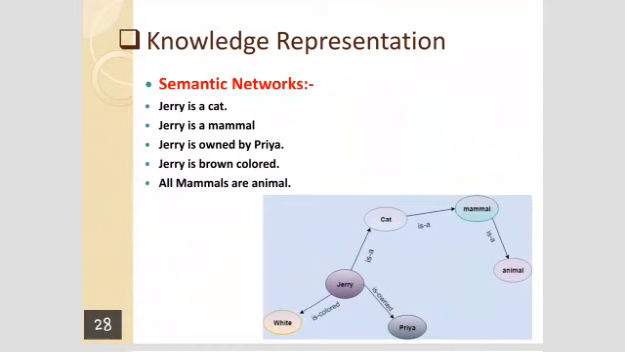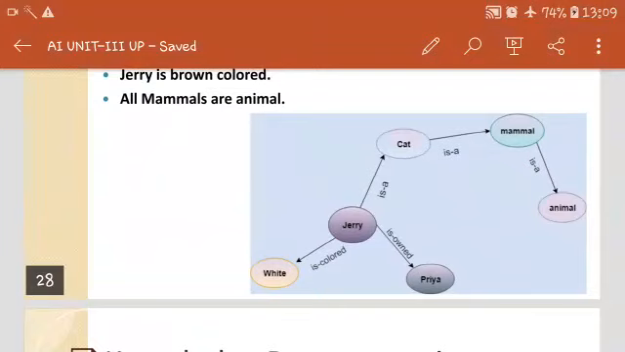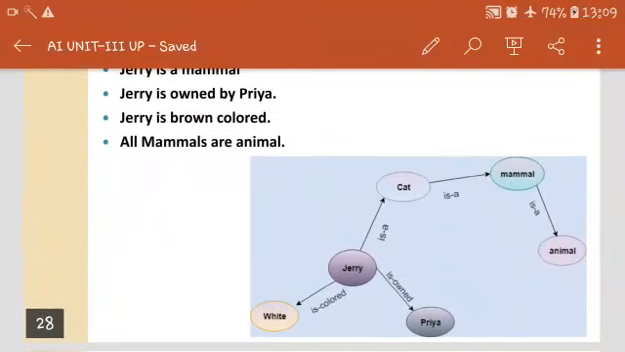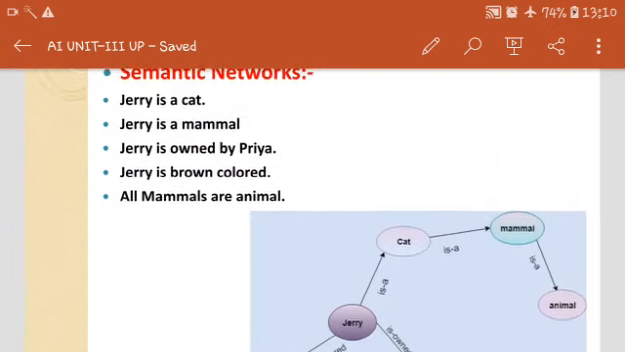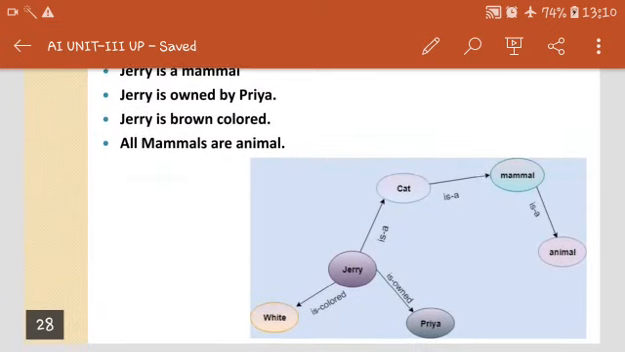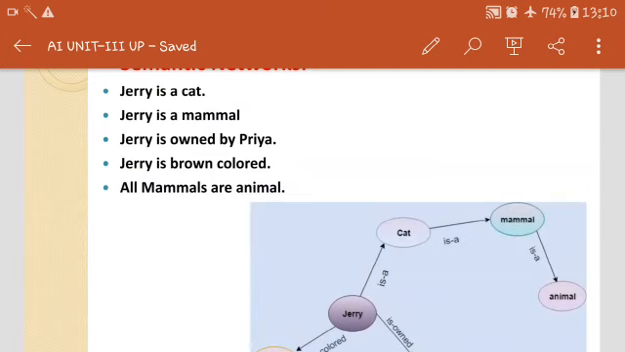Okay, so we will start over here. Jerry. Jerry's color is white or brown. We will write Jerry's color is brown. Jerry's owner, who is that? That is Priya. Then Jerry is a cat. Yes, Jerry is a cat.